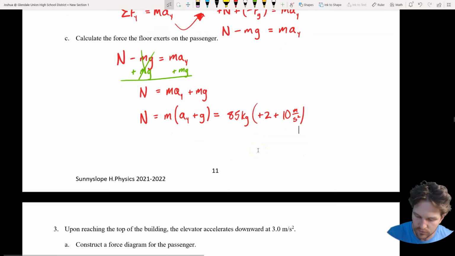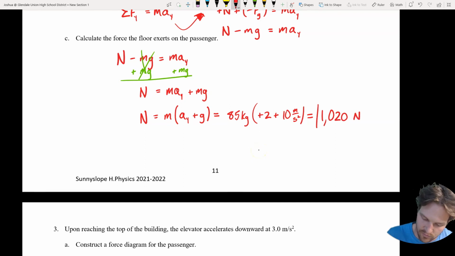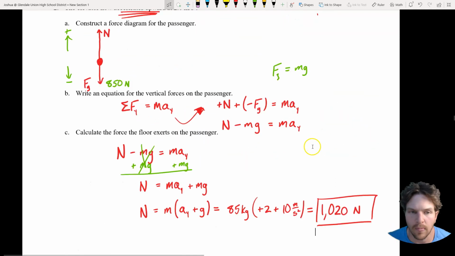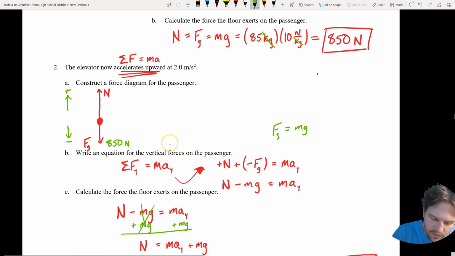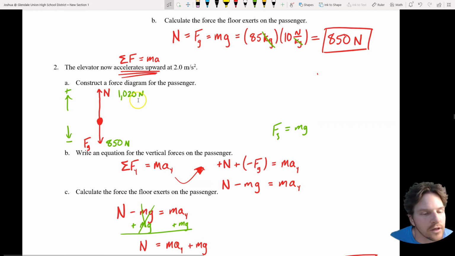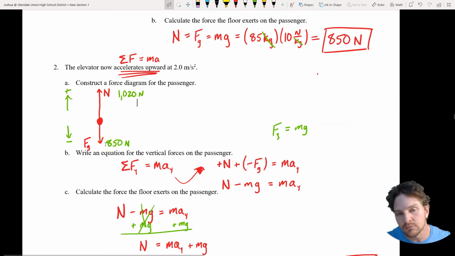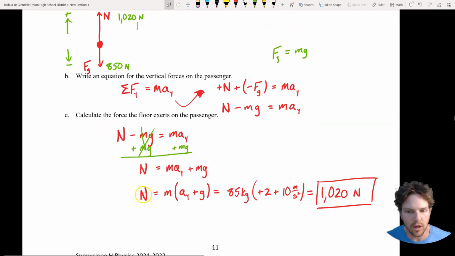Let's see. So what is this? 85 times 12. That's 850 plus 170, 1,000 and 20 newtons. Okay. So that would mean that downward right here, if we were going to finish this force diagram, 850, and then this is 1,020 newtons. So looking at this, it's good. This would be accelerating up because there's more force going up than there is going down. So it would accelerate upward.